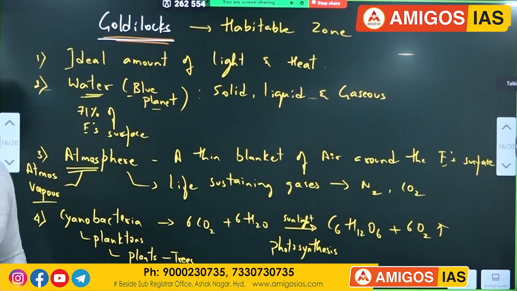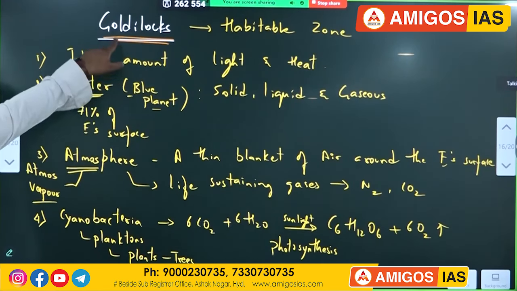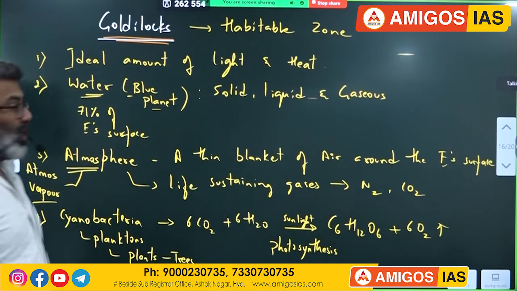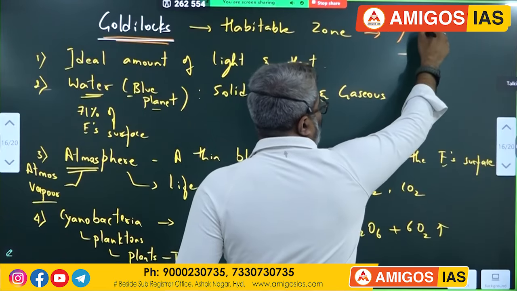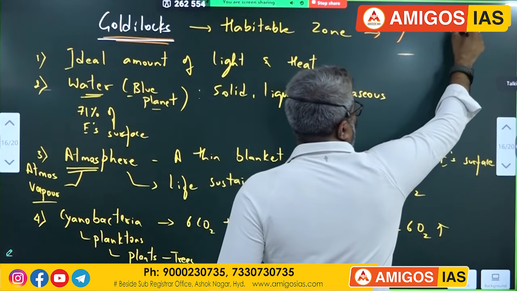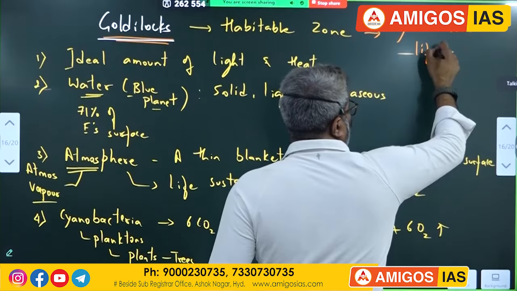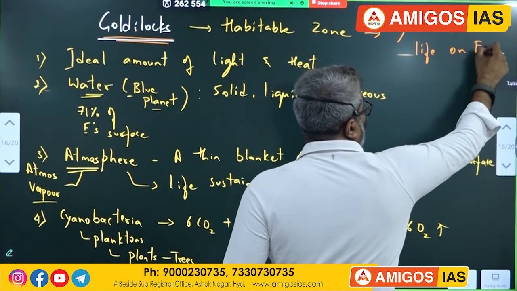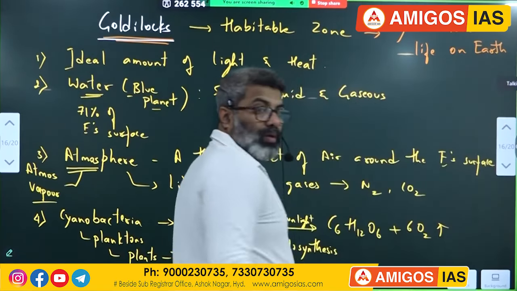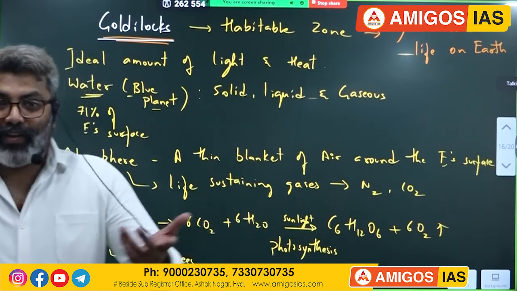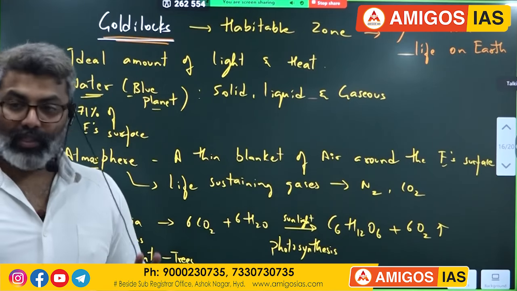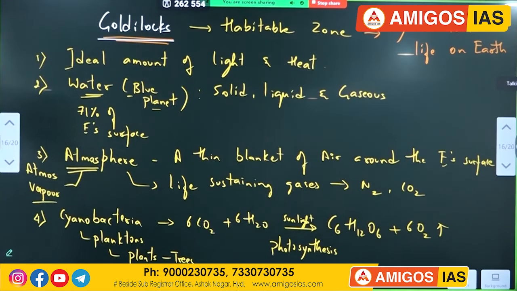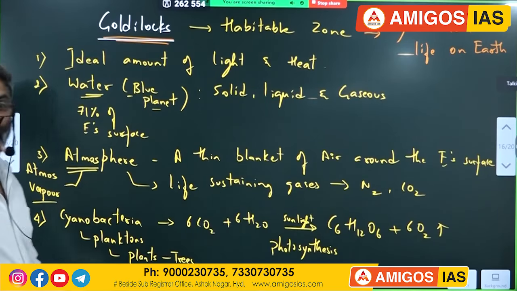So if they ask you the question, why do we have life on Earth? Again, you have to write 7 points. Please remember that question we are answering: why do we have life on Earth, not on other planets? Correct? We don't have life on other planets. Why do we have it? How many points? 7 conditions of life. So please remember this. Now you know why Earth is a unique planet.